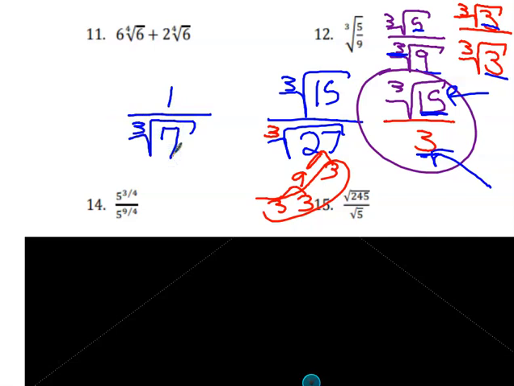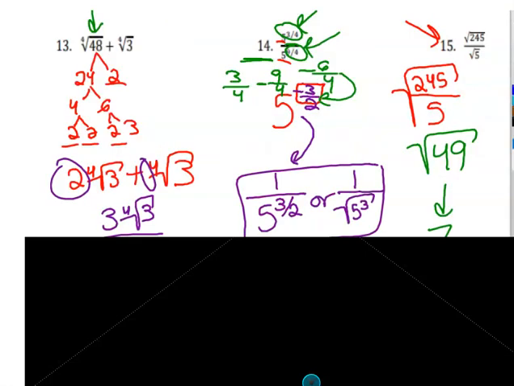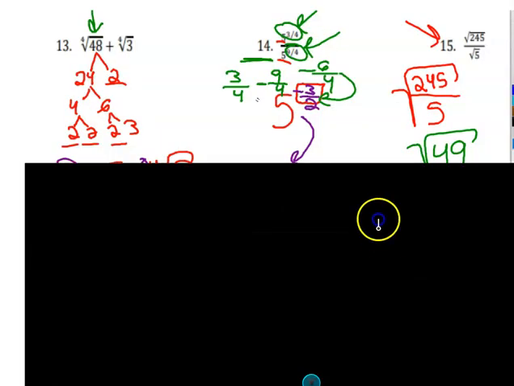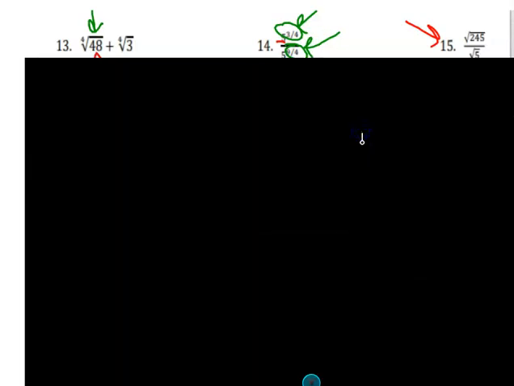Well, what would I need to do? I would need 2 more 7s in order to get rid of the radical. So you need to look at the denominator and see what else you need in order for it to go away, okay? Whether it's a square root or a cube root or a 4th root. All right, so you guys are going to try 13, 14, and 15.